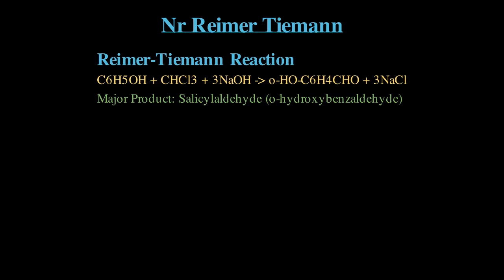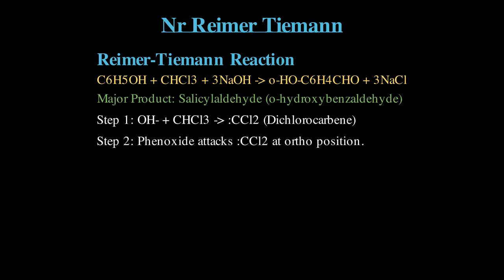The mechanism is quite unique. Step 1. Hydroxide from the NaOH pulls a proton from chloroform, which then loses a chloride ion to form our electrophile, dichlorocarbene, a neutral carbon with 2 chlorines. Step 2. The electron-rich phenoxide ion attacks the dichlorocarbene, attaching the CCl2 group to the ortho position of the ring. Step 3. Hydrolysis of the attached group under basic conditions magically transforms the CHCl2 into our target, the CHO aldehyde group.